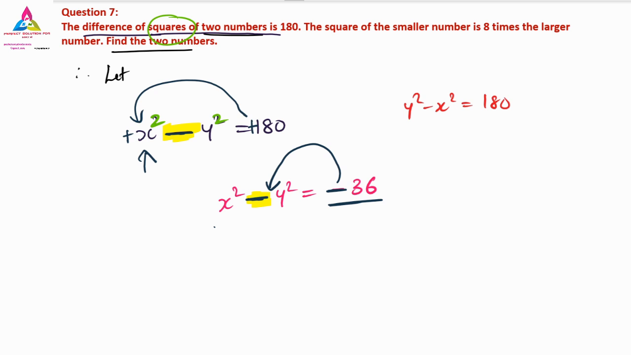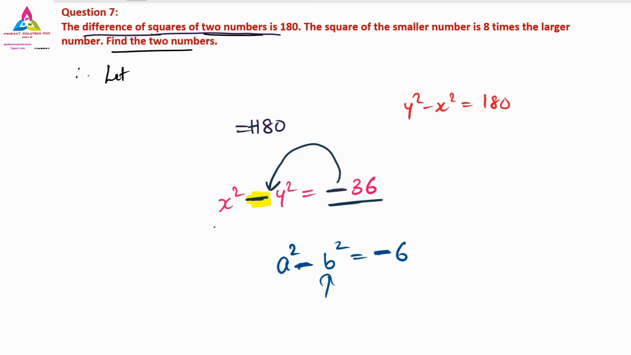So I will give one question now. In a cube it will not come, in square only: a square minus b square is equal to minus 6. Which one will be the greatest number, whether a is the greatest or b is the greatest? B is the greatest number, because of the negative sign and the negative answer. But it is only for the square numbers, remember, not for the cube. Understood?